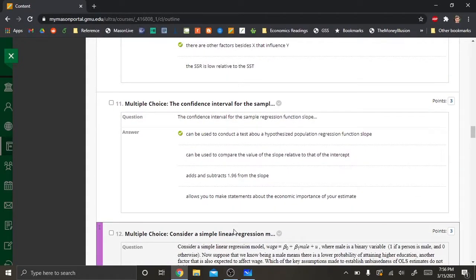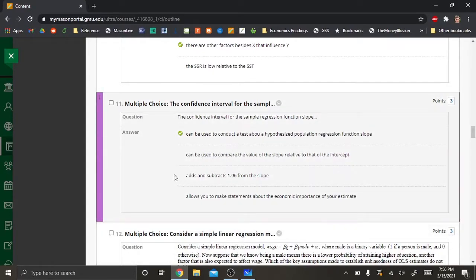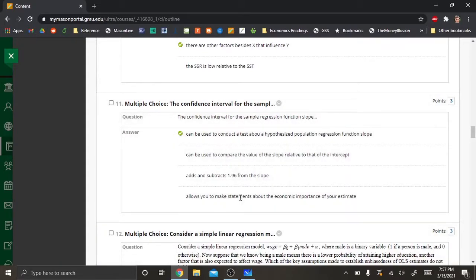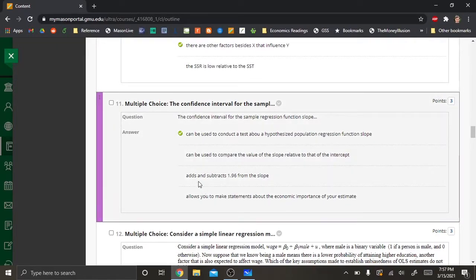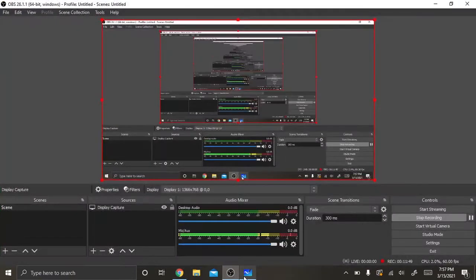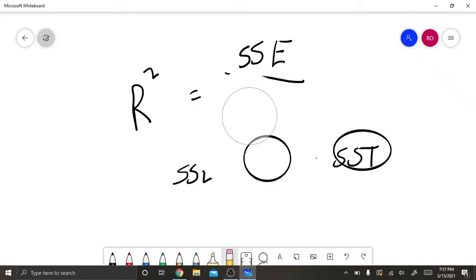All right, confidence intervals. Allows you to make statements about the economic importance of your estimate. No, again, for that you need more than just the regression output. You need theory. Adds and subtracts 1.96 from the slope. This one is close to the truth.